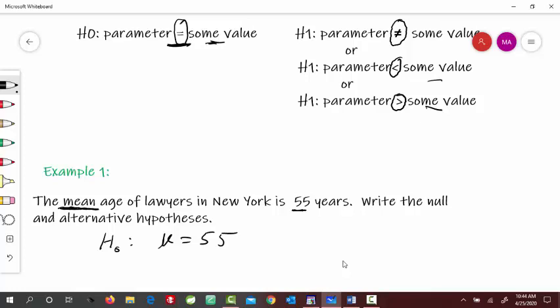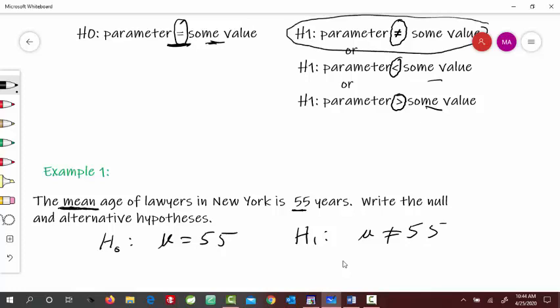And then the alternate hypothesis H sub 1. Here we have no suggestion that it's greater than or less than, so we can conclude that the alternate is that the mean age is not equal to 55. So its alternate hypothesis would be that mu is not equal to 55. This is the scenario here, not equal to some value.